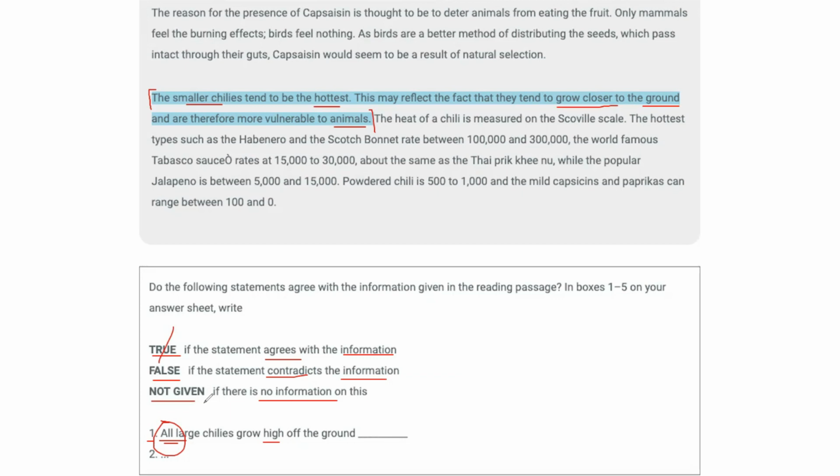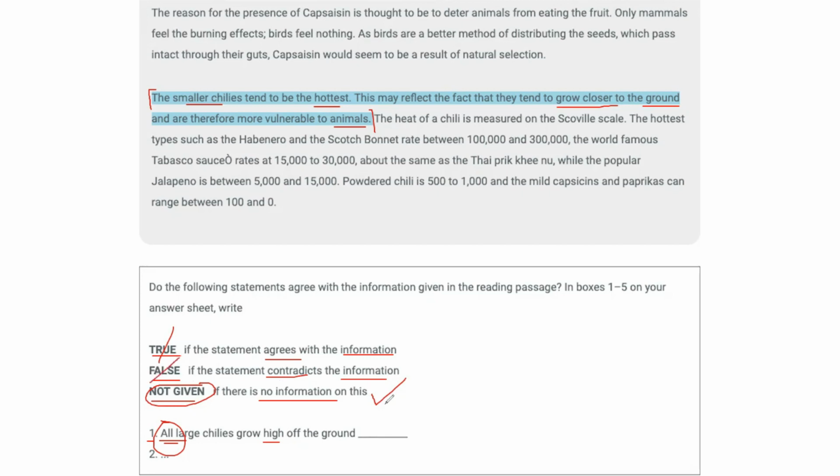Now, this is where you have to really use your critical thinking skills. This sentence does not contradict the fact that all large chilies grow high off the ground. It doesn't. It also doesn't confirm it. So in that case, not given would be the best option, because perhaps all large chilies grow off the ground. We don't know. And this text doesn't tell us. It also doesn't contradict this statement. So not given is the best option.